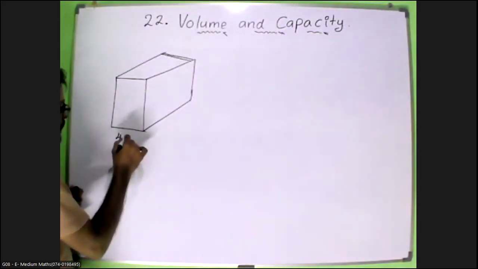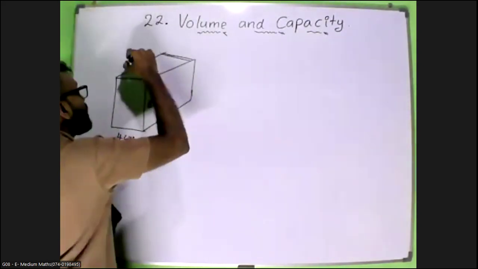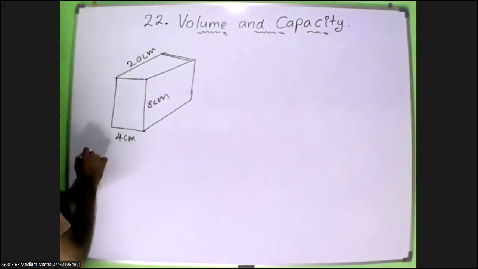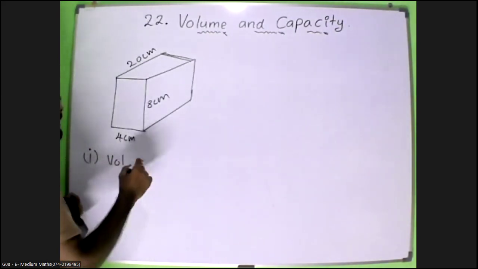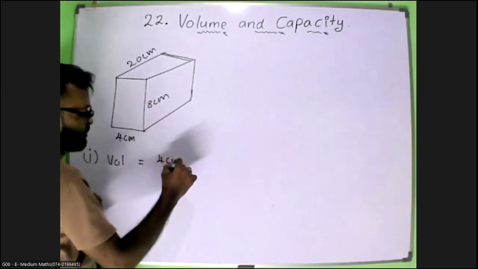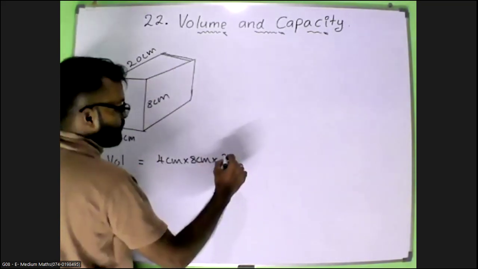This is 4 centimeters, 8 centimeters, and the length is 20 centimeters. So the first question asks the volume, right? Volume of the cuboid. How to find it? 4 centimeters into 8 centimeters into 20 centimeters.